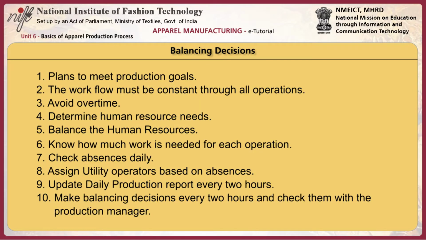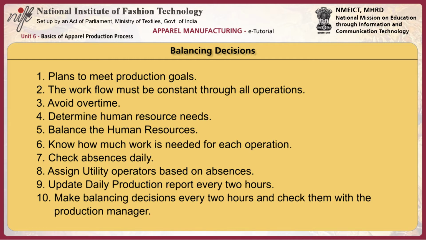Items to take into account when making balancing decisions are: you should meet production goals by using regular operators, utility operators and temporary transfers. Workflow must be constant through all operations. Avoid overtime, determine human resource needs, balance the human resources, know how much work is needed for each operation, check absences daily, assign utility operators based on absences.